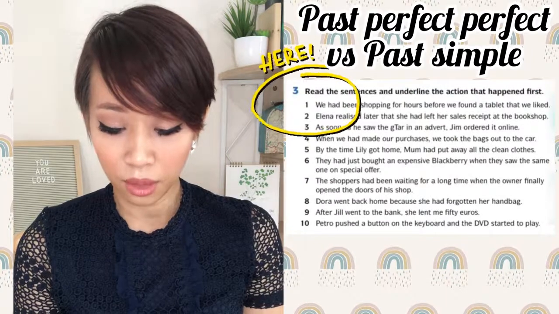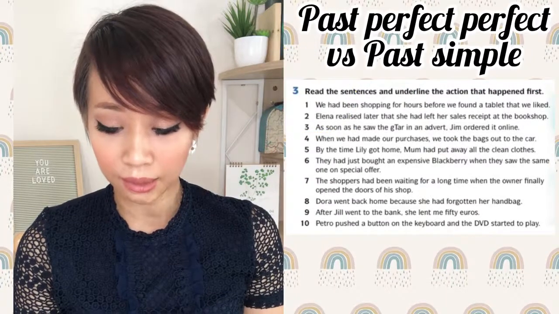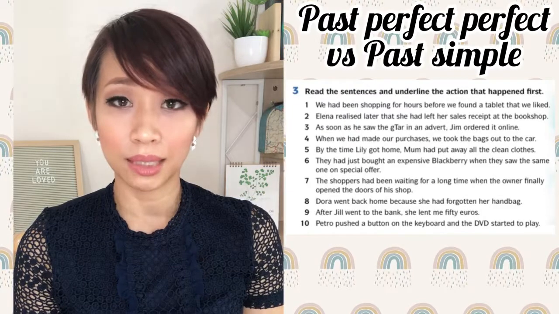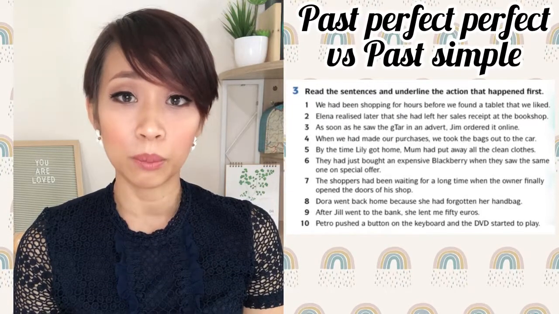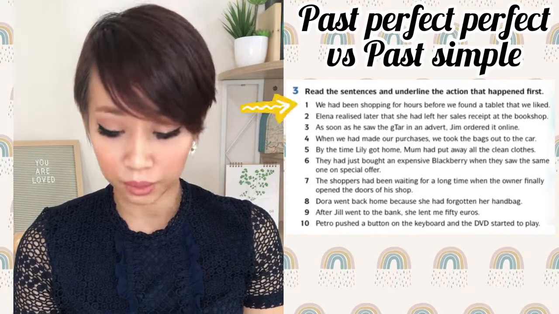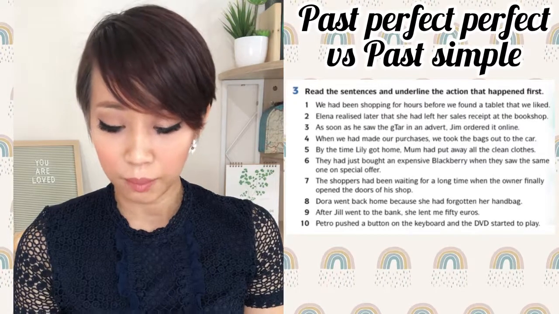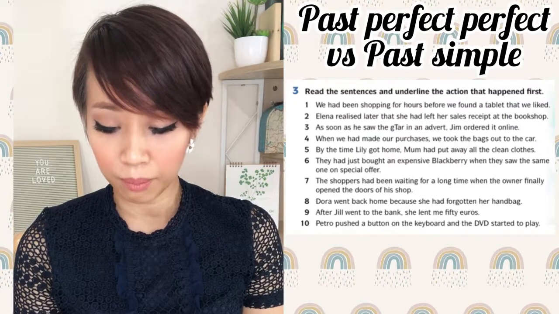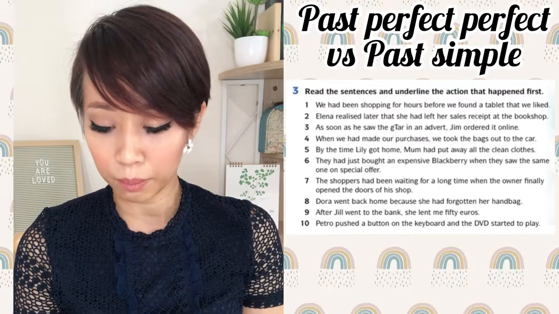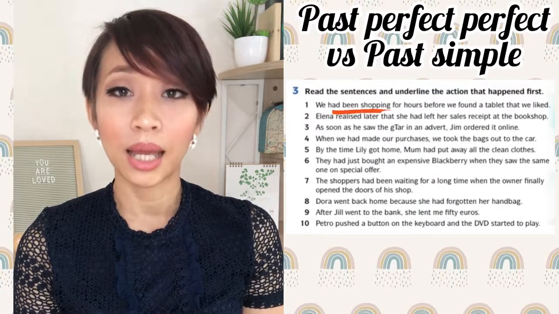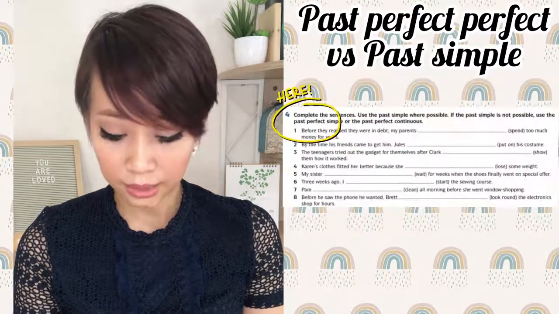Exercise 3. Read the sentences and underline the action that happened first. Di sini, kamu kena gariskan mana satu kejadian yang berlaku dahulu. For example, number 1. We had been shopping for hours before we found a tablet that we liked. Kami bershopping selama beberapa jam sebelum kami jumpa tablet yang kami suka. So, of course, kejadian pertama ialah had been shopping.